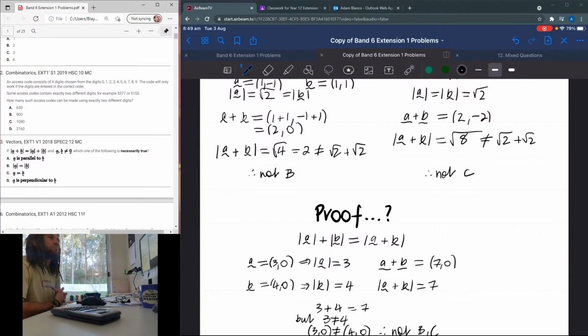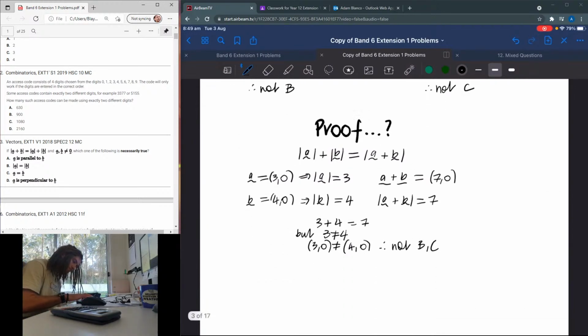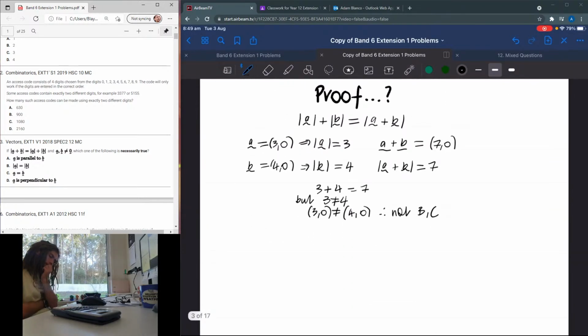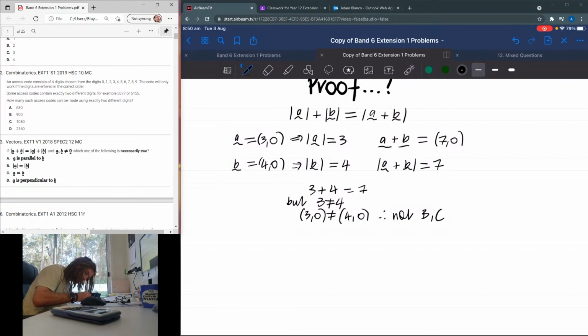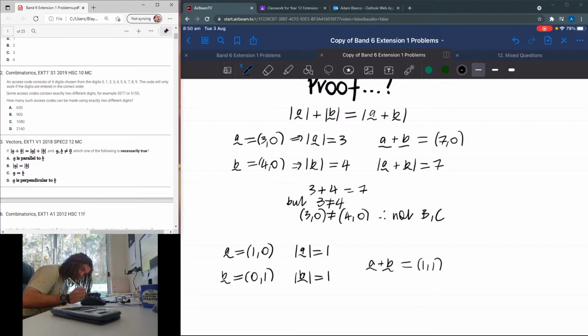I don't think it can ever hold for perpendicular vectors. What about the two unit vectors, i and j? If A was (1, 0) and B was (0, 1), what have we got? The modulus of B is 1, and the modulus of A is 1. And then A plus B is just (1, 1), which has modulus root 2. 1 plus 1 is not root 2.